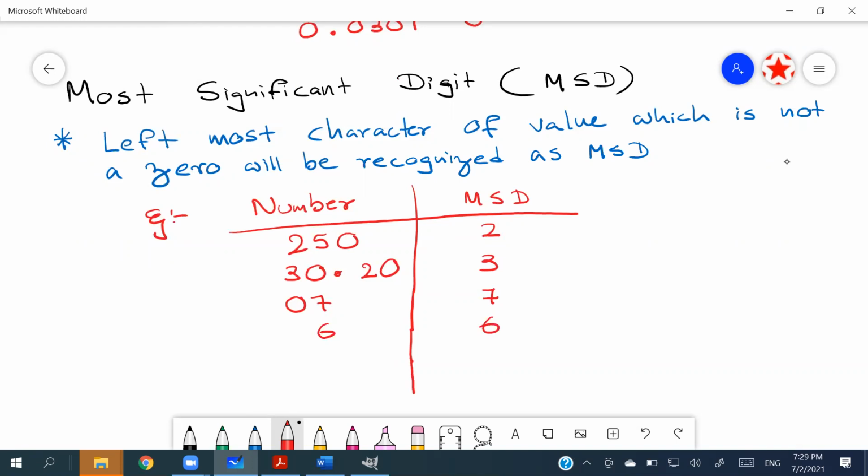And this is something special. If you think about 0.0325, the most significant digit is going to be 3, the leftmost value which is not a 0, right? So on its left, you can find a 0 over here, so we are going to disregard it. And then again, we find a 0 and we disregard that as well. Then we find 3. So that is why 3 is going to be the most significant digit. People, is this clear to you?